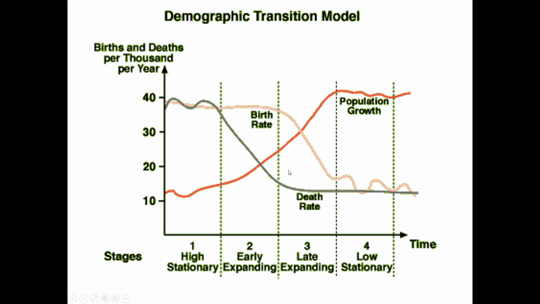This is a birth rate. This is a death rate. If you drew the population growth line, hopefully you labeled population growth. You don't need to know these numbers, but hopefully you've got some numbers on here somewhere, especially these stages, 1, 2, 3, 4. You don't need these names.